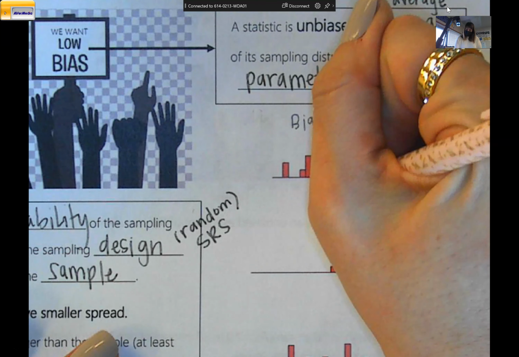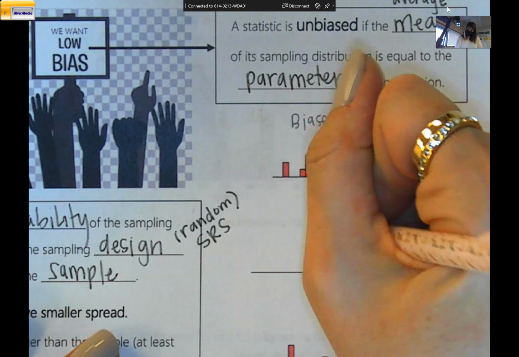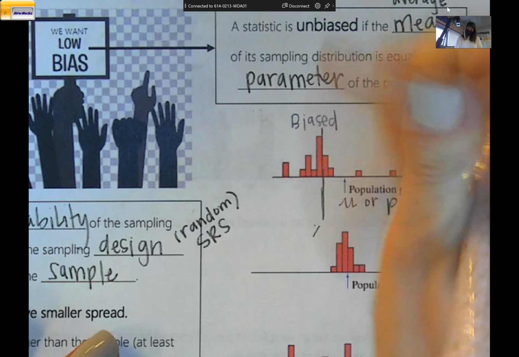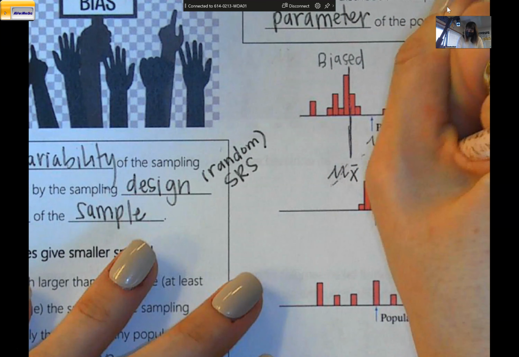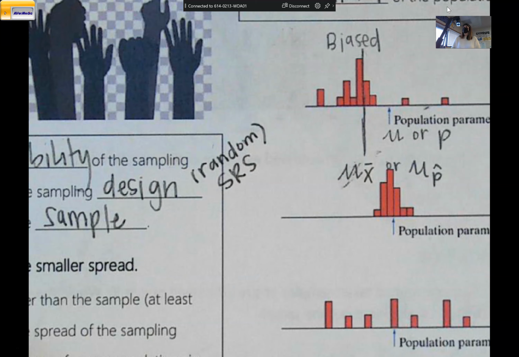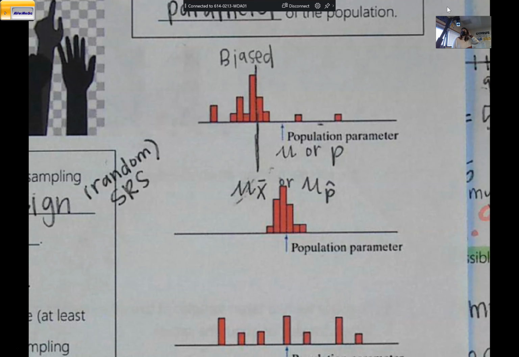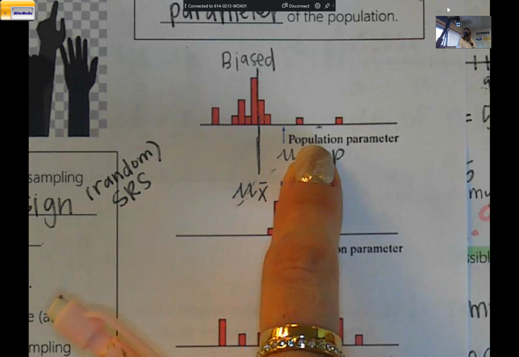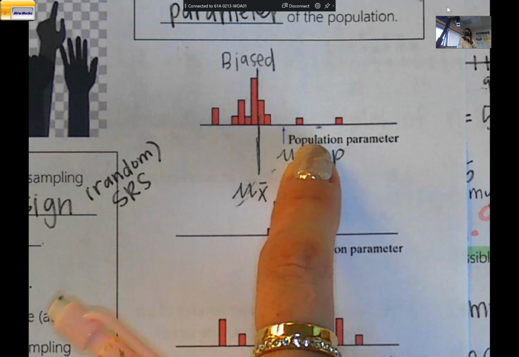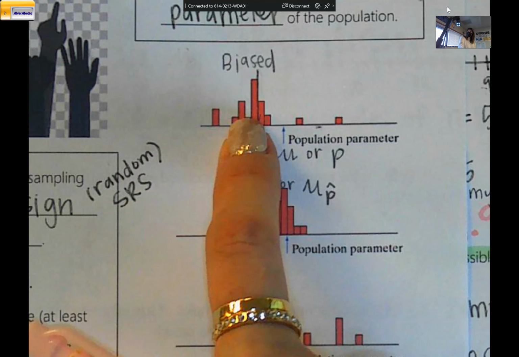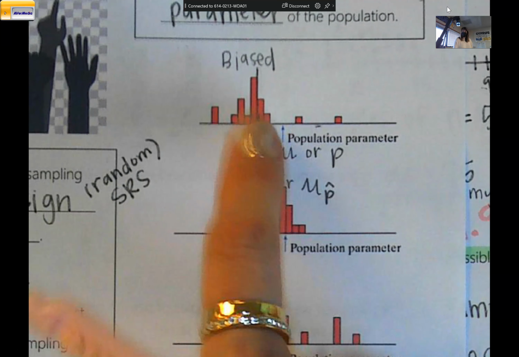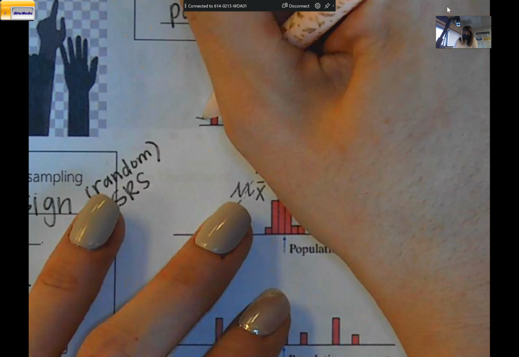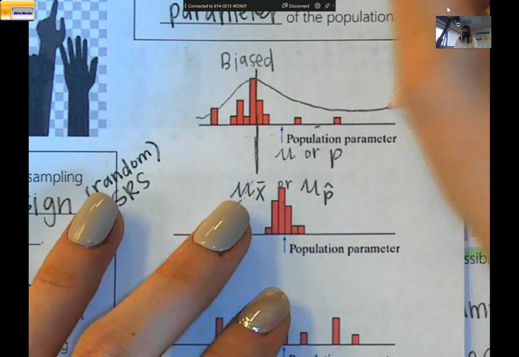This line is, sorry, these have different things: mu sub x bar or mu sub p hat. So your population parameter is over here. The mean or the average of your sample is probably over here toward the right of this distribution, because this is right skewed.